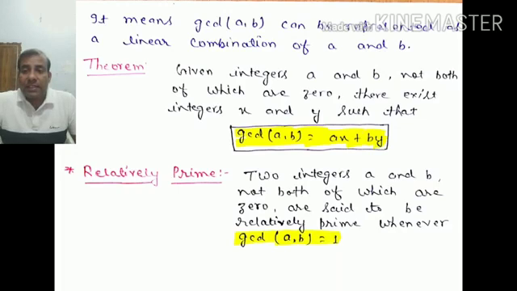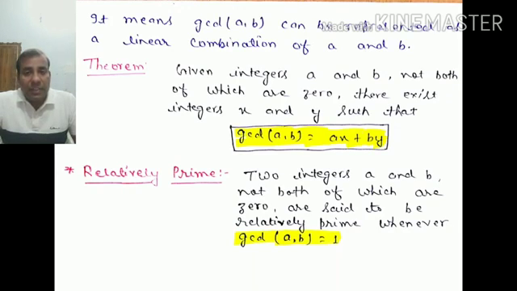So now the next term is relatively prime, a very important part. Let us see what relatively prime is. Two integers a and b, not both of which are 0. Again here the same condition, one of the two will be different from 0. So two integers a and b, not both of which are 0, are said to be relatively prime whenever GCD of a and b equals 1. It means that for the two numbers we choose, if we find the GCD and the largest common divisor is 1, then those two numbers are relatively prime, otherwise not.